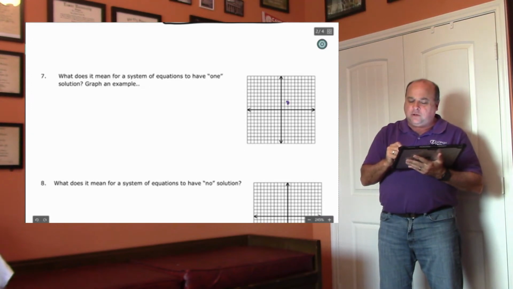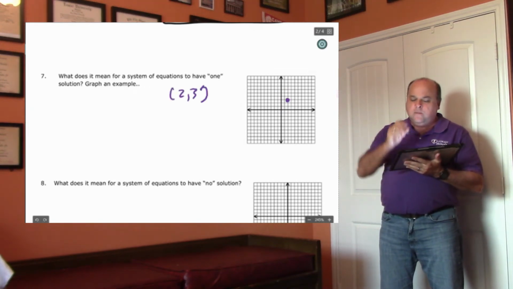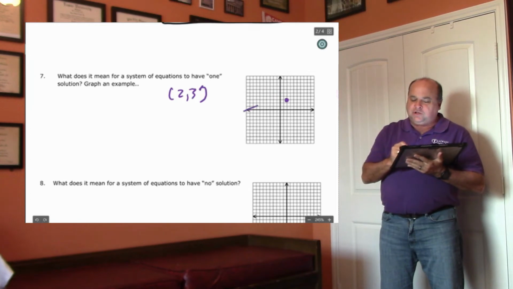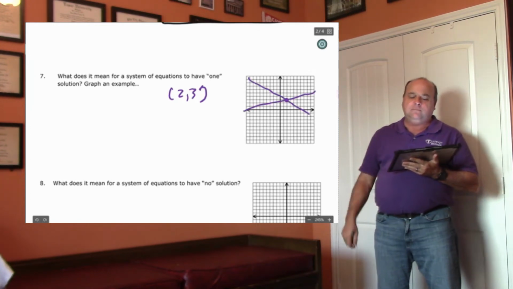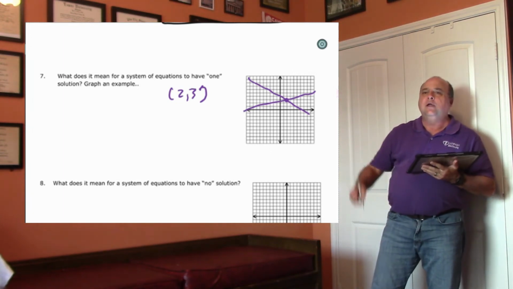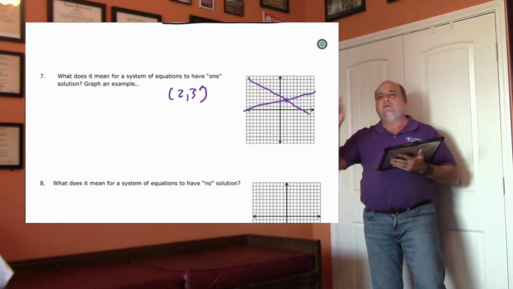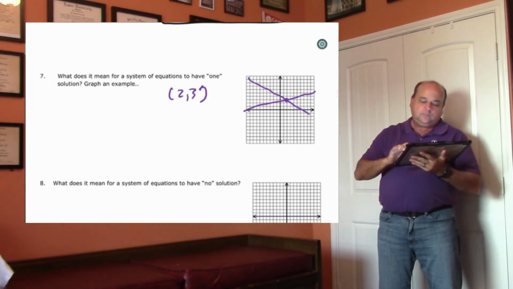Let's do 2 comma 3. So draw an ordered pair at 2 comma 3, and just draw 2 lines that go through that dot. That's what the answer is. Doesn't have to be any equations there, but those 2 lines cross at 2 comma 3, that would be a system of equations with one solution.